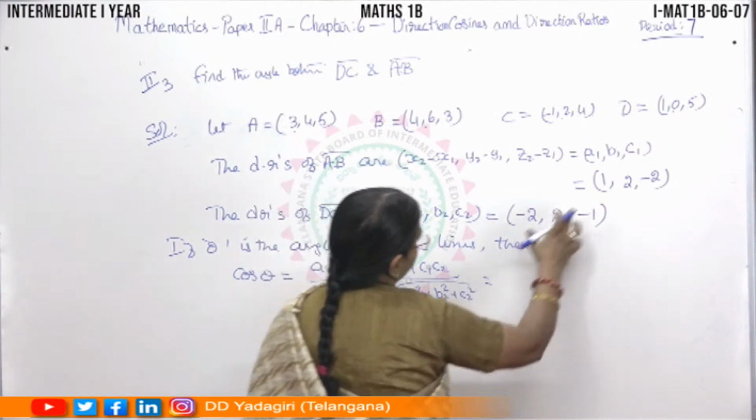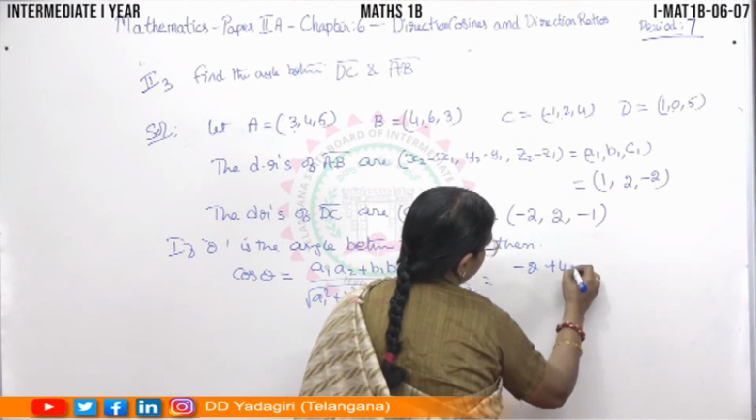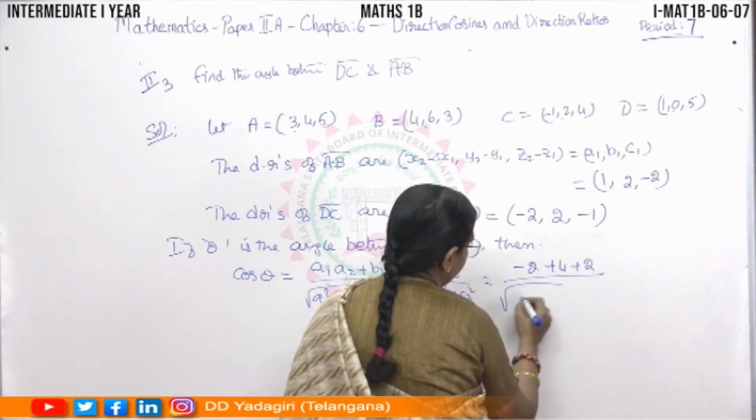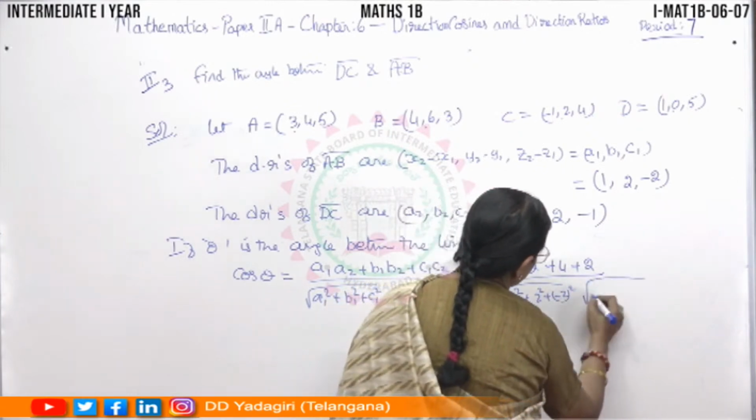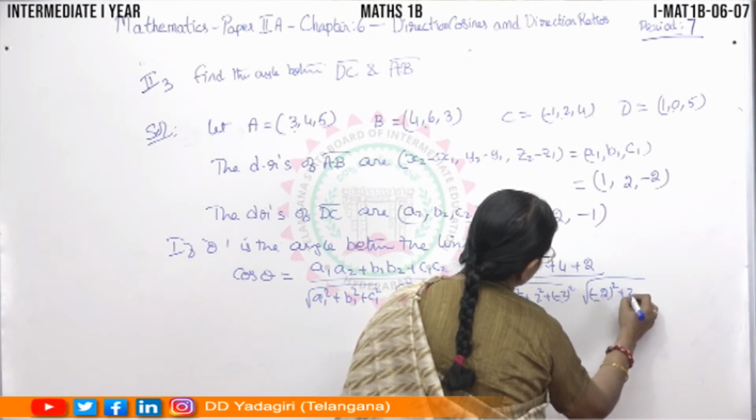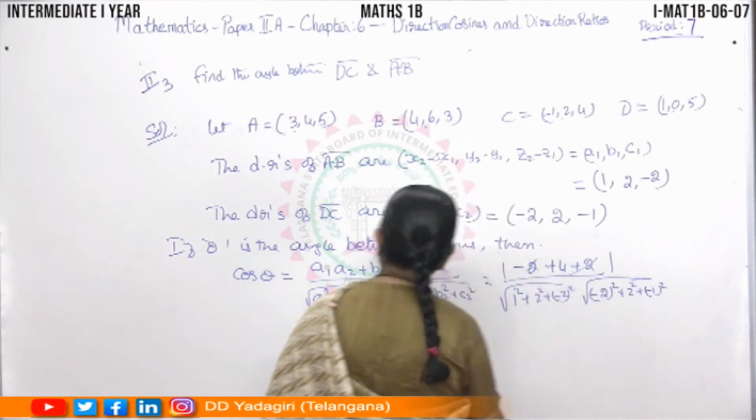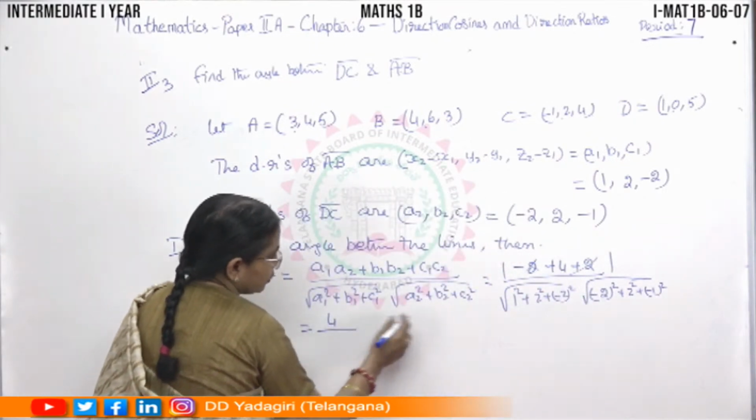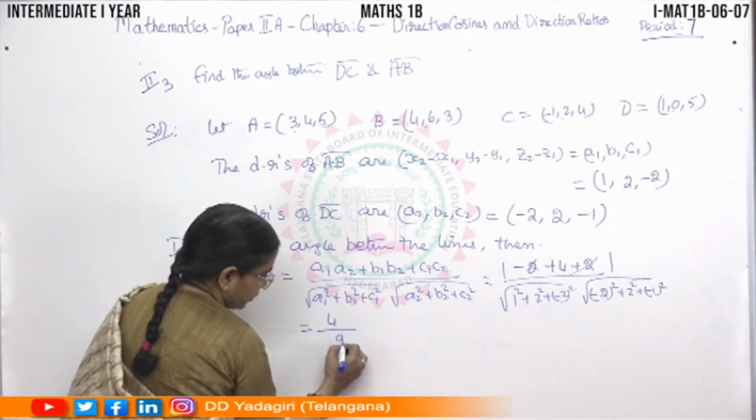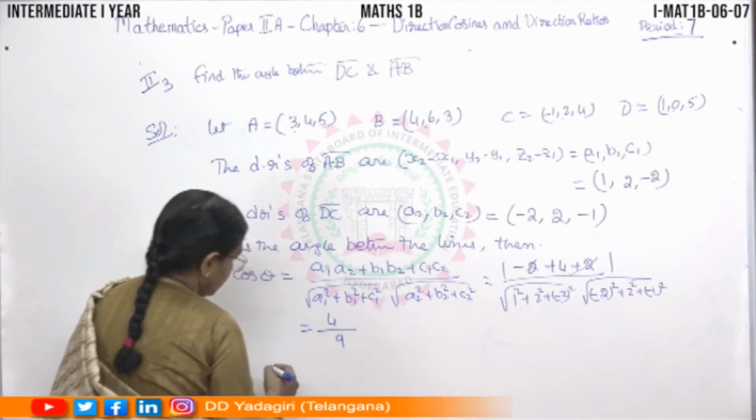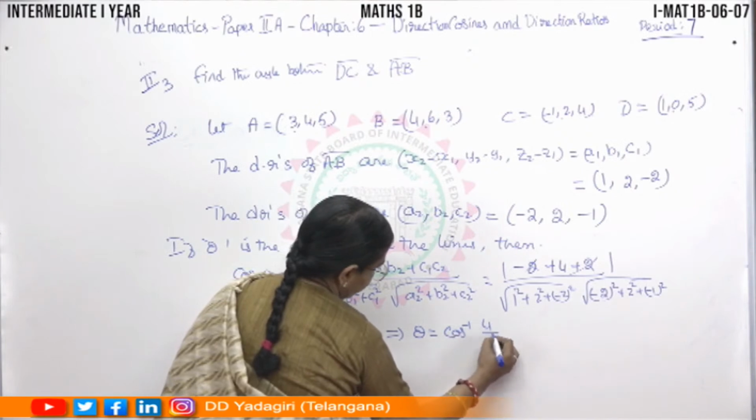Substitute. So A1 A2 means -2 plus 4 plus 2 by root of 1 square plus 2 square plus -2 whole square. Again this is -2 whole square plus 2 square plus -1 whole square. Modulus of this. 2 gets cancelled. So it is 4 by 9. Root 9 into root 9 is 9. 4 by 9. So theta is equal to cos inverse of 4 by 9.